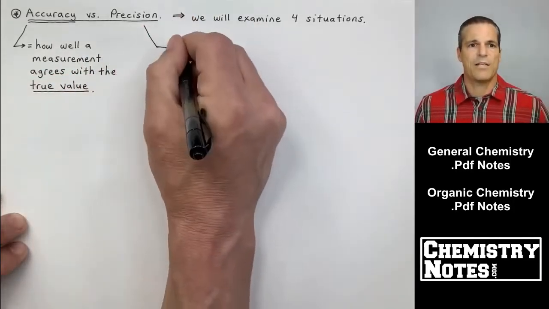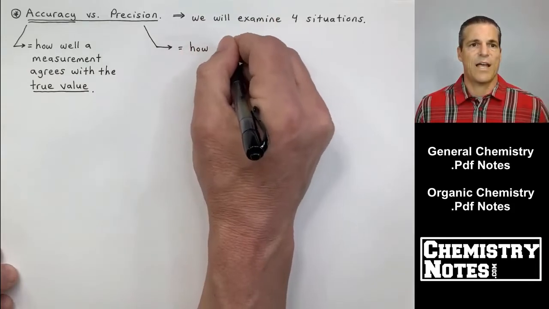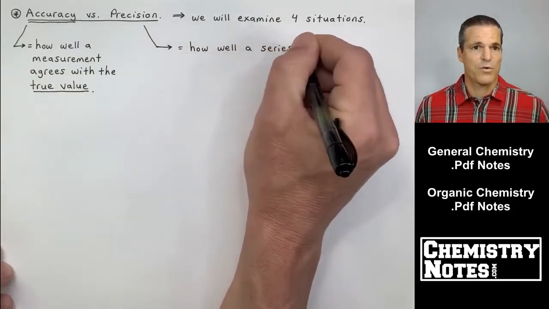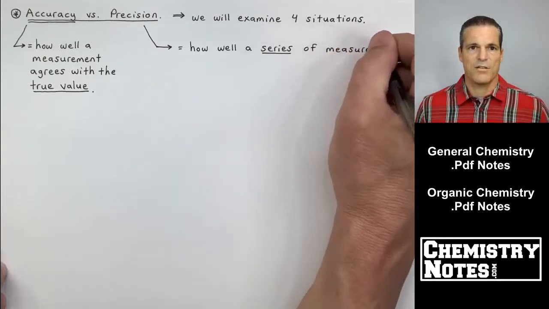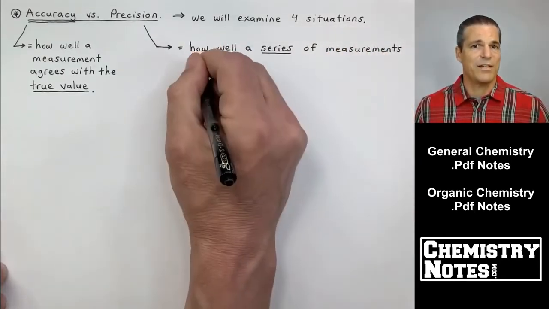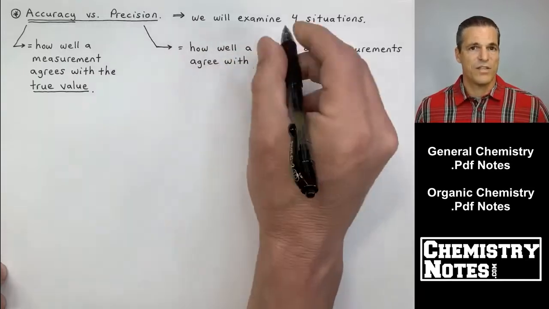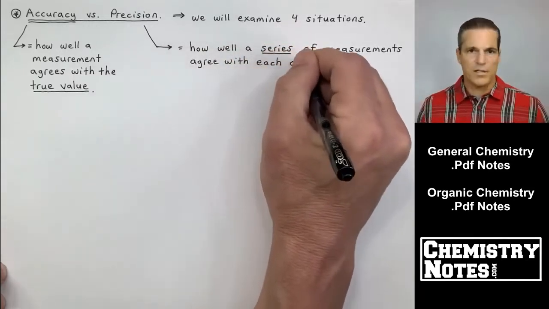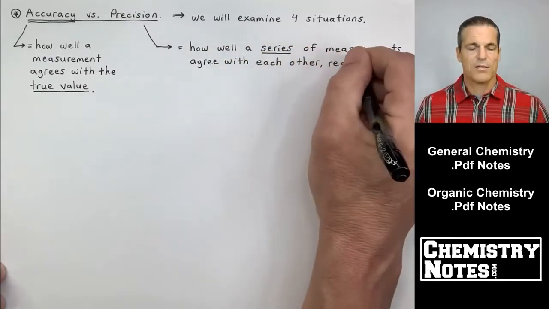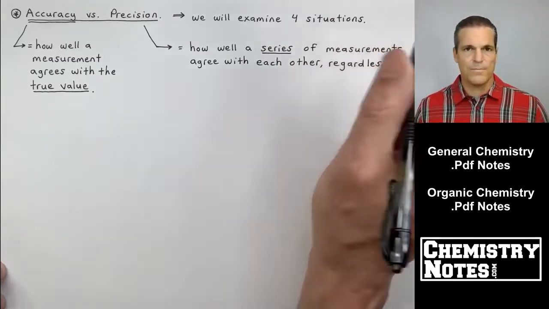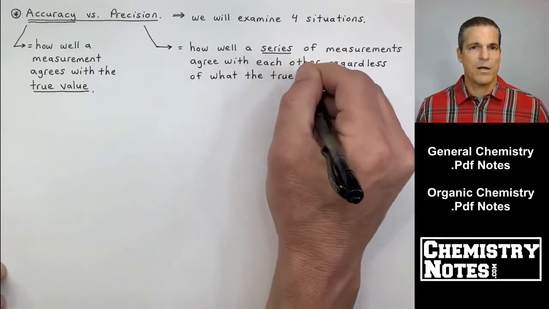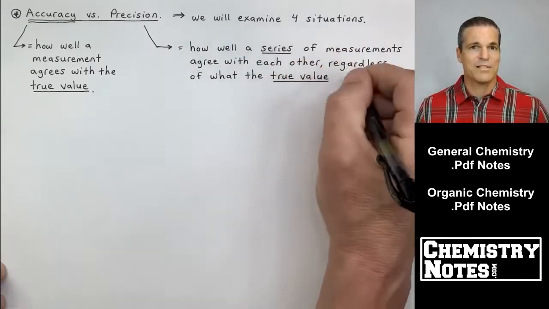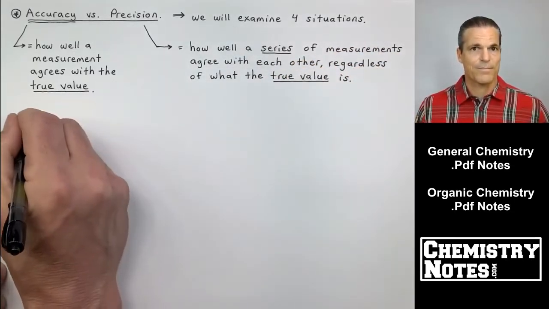So accuracy is defined as how well a measurement agrees with the true value. Precision, on the other hand, is how well a series of measurements agree with each other. Who cares about what the true value is? Precision has nothing to do with accuracy because we don't care about the true value. We only care about how well our measurements relate to each other.